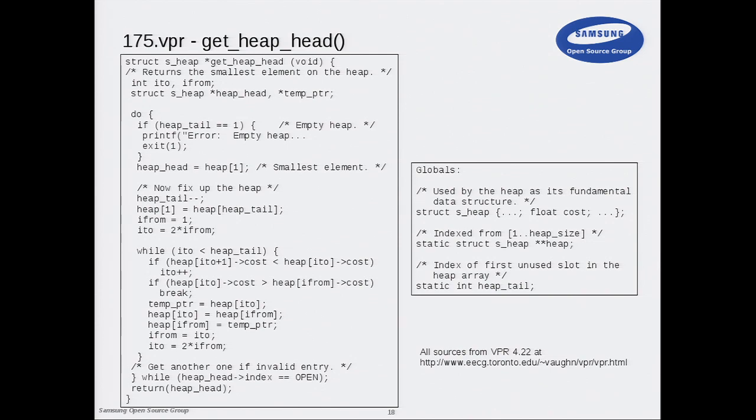And the function, what is it doing? In the beginning, there's just a check for an empty heap. So the heap should never be empty if you call get heap head. Then it just fetches the root element and takes the element from the end of the heap, moves it to the front, and then we have this while loop where we walk over the heap and make sure the heap property is enforced again. And that's pretty much it.